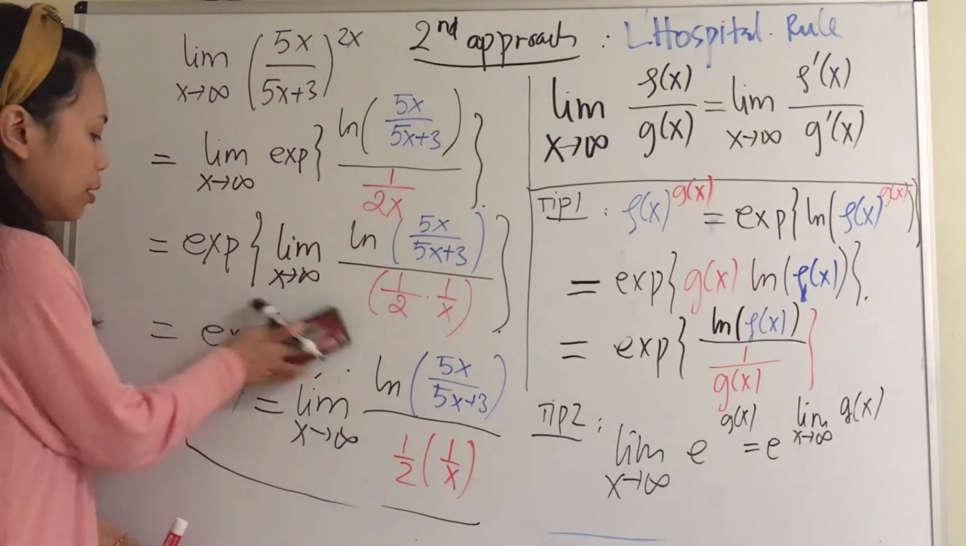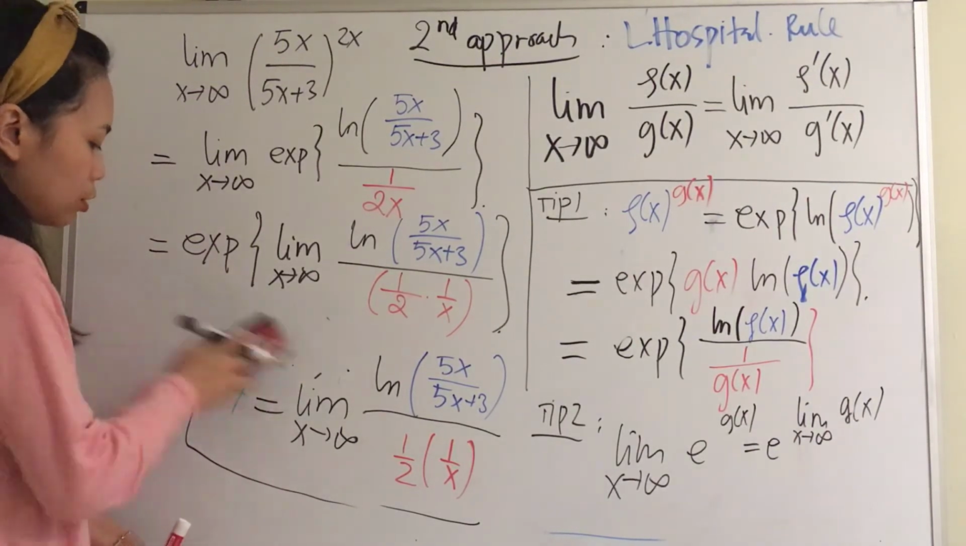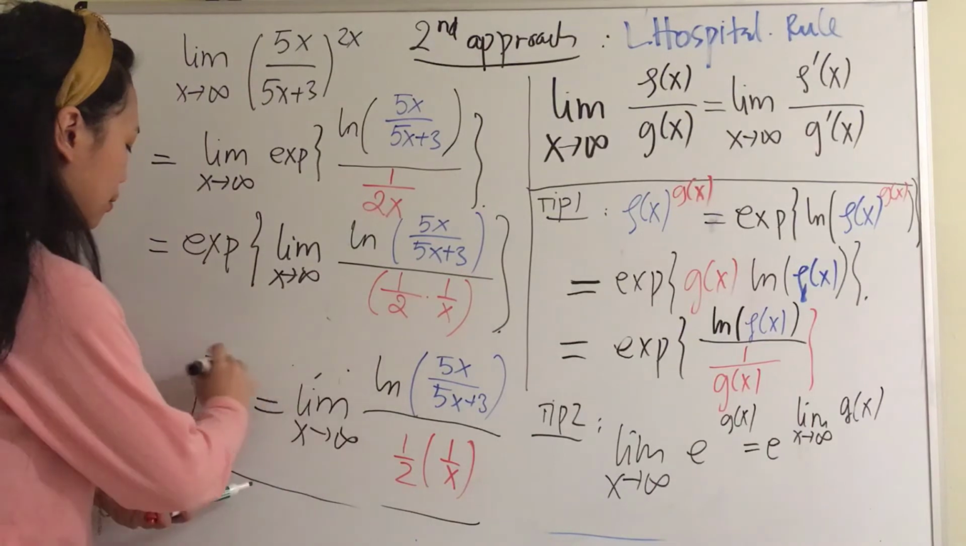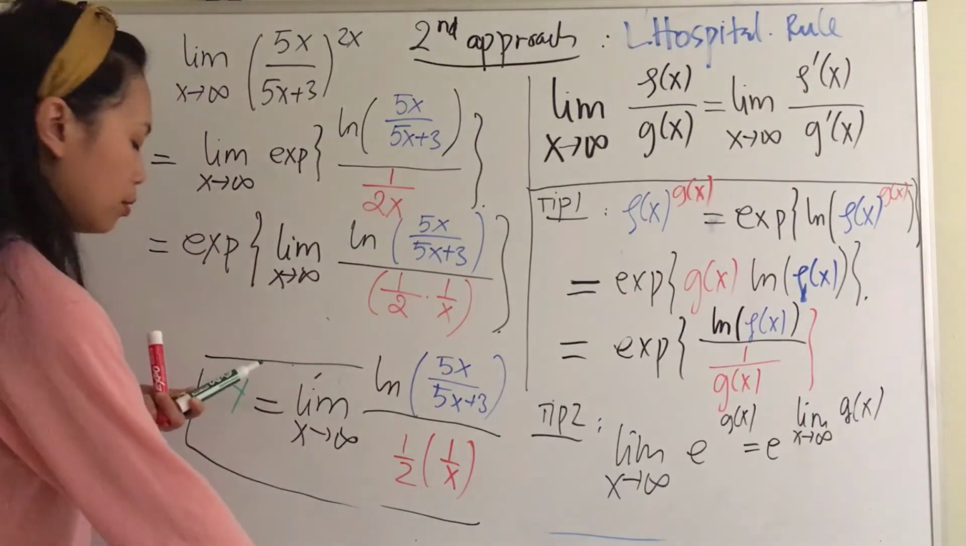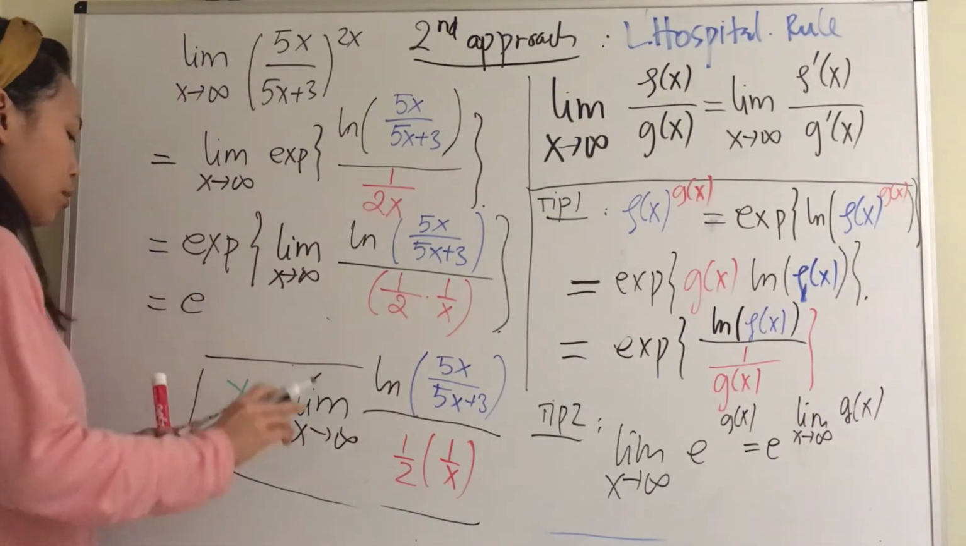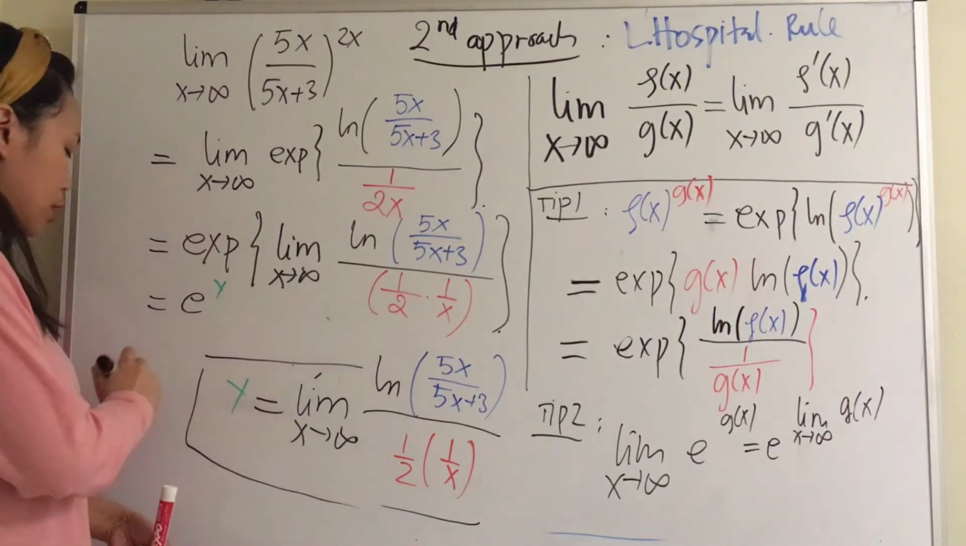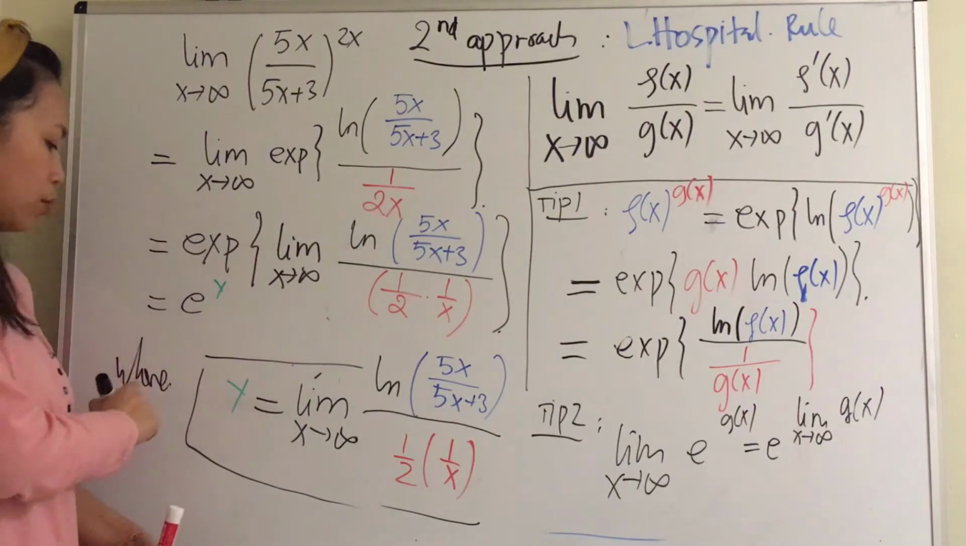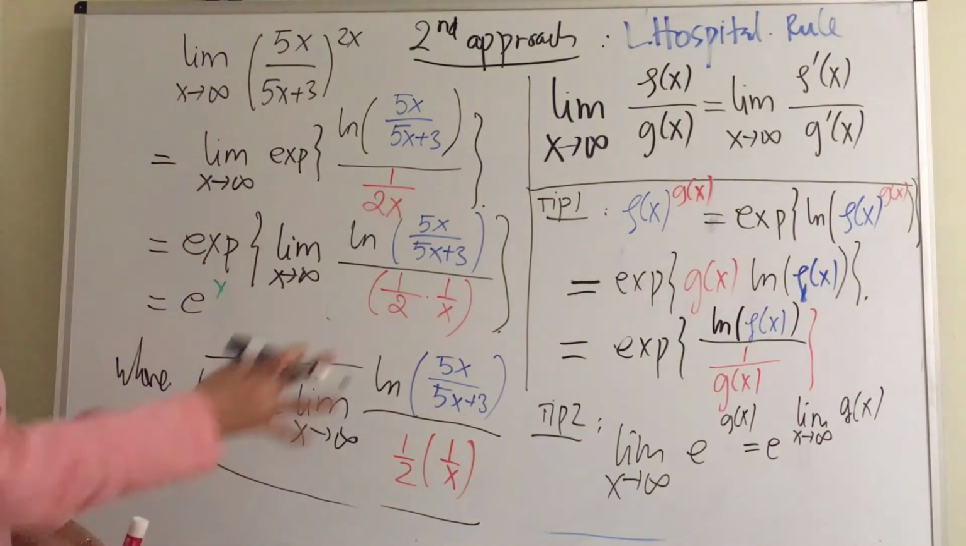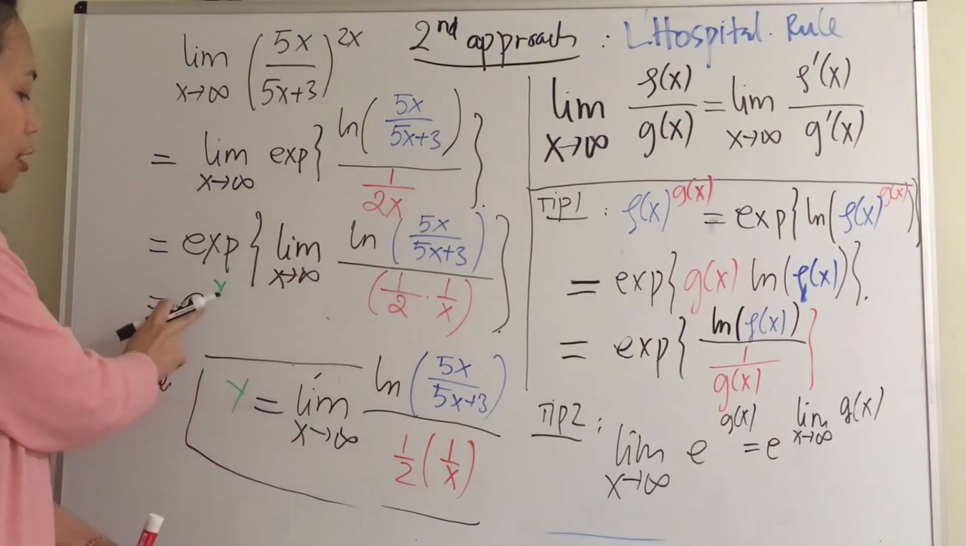Let me rewrite this one. This is equal to what? This is equal to e to the y, right? Where y is this limit. You see it? That means I set the whole thing in the brackets as a new variable y.